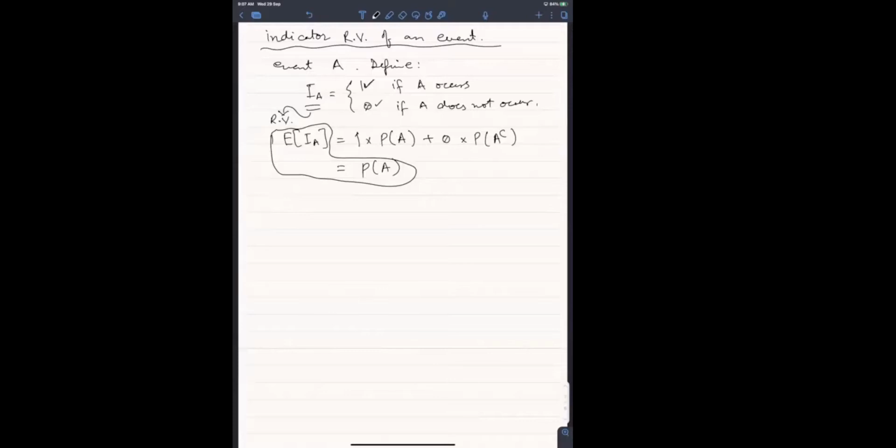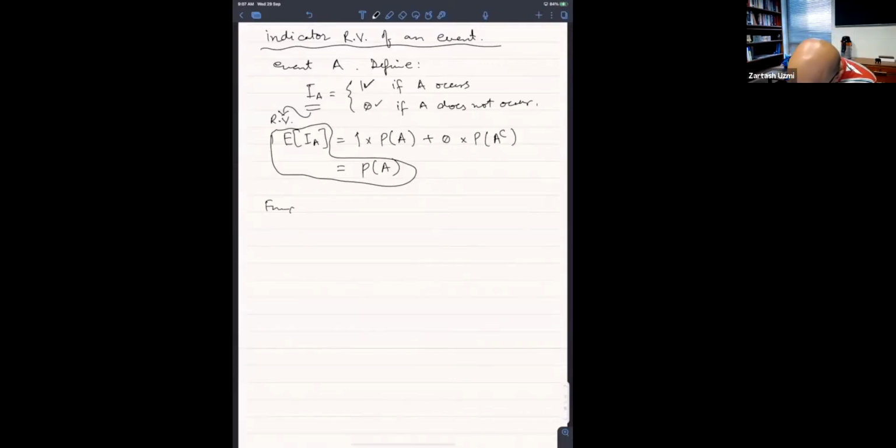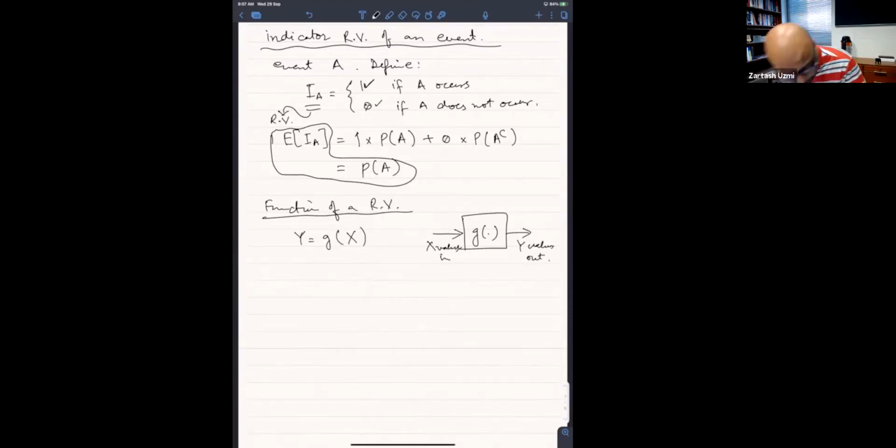Now, I'm going to talk about a function of a random variable. What is meant by a function of a random variable? Y is equal to small g of x. So this is a box, g. Inside it, values go in and values come out: X values in, and Y values out. So this is a function. A function does exactly this: one thing goes in as input and it gives an output.